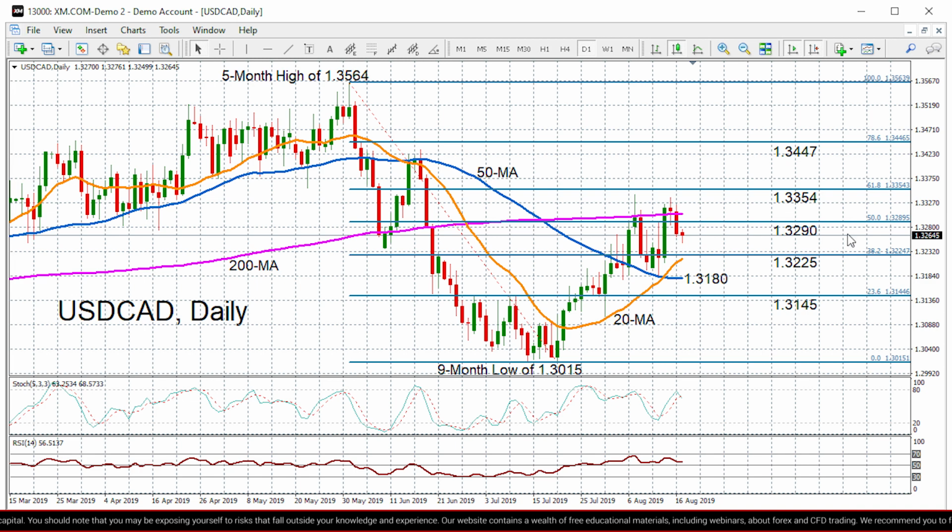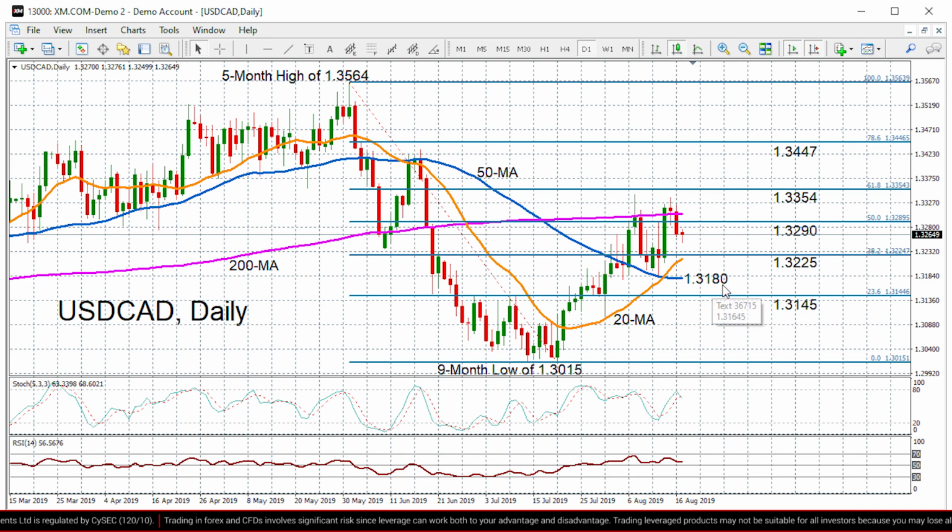They've slipped below the 50% Fibonacci retracement of the down leg from 1.3564 to 1.3015. If that bearish move continues within the coming days, the key support to the downside would be the 38.2% Fibonacci at 1.3225. Just below that is the 20-day moving average at 1.3217, and another potential support to the downside at 1.3180.